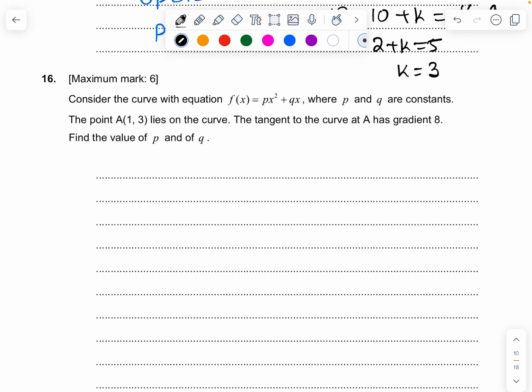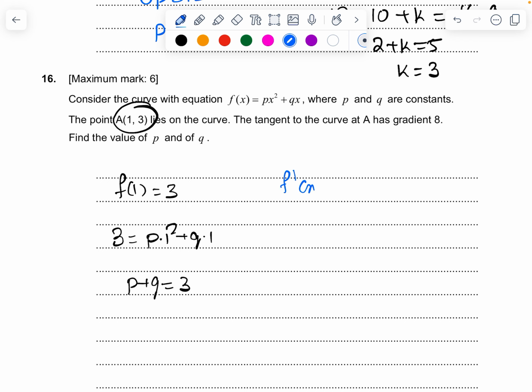Question number 16. Consider the curve with the equation y equals f of x equals px squared plus qx. The point A lies on the curve. The tangent has a gradient 8. Find the values of p and q. So f of 1 should equal 3 because the point lies on the curve. So 3 equals p times 1 squared plus q times 1. p plus q equals 3.